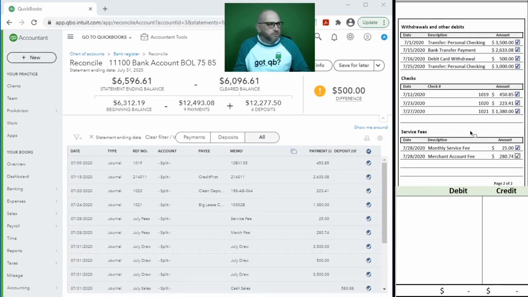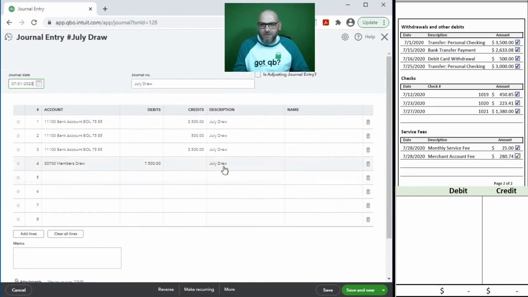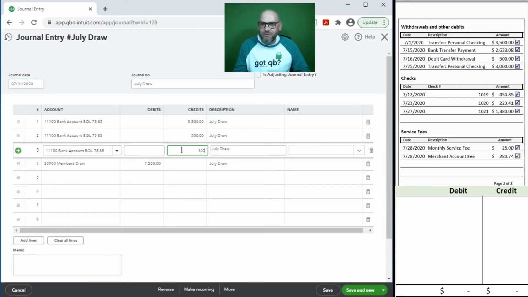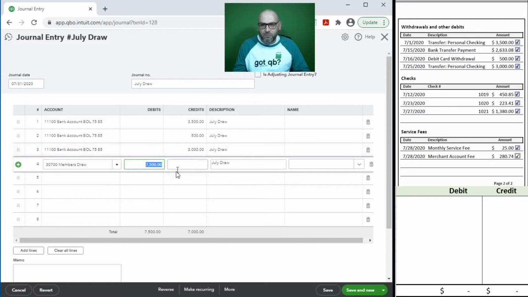Okay, makes sense, right? Why do we have $500 difference? Because I made a mistake right here. We had our $3,500 booked twice, even though it was just 3,000. So okay, that's our July draw, we're going to edit it. Let's go ahead and edit it. Here it is. Very easy. Okay, let's go ahead and do 3,000, correct it. In return, this will be reduced by 500, so it turns into 7,000.